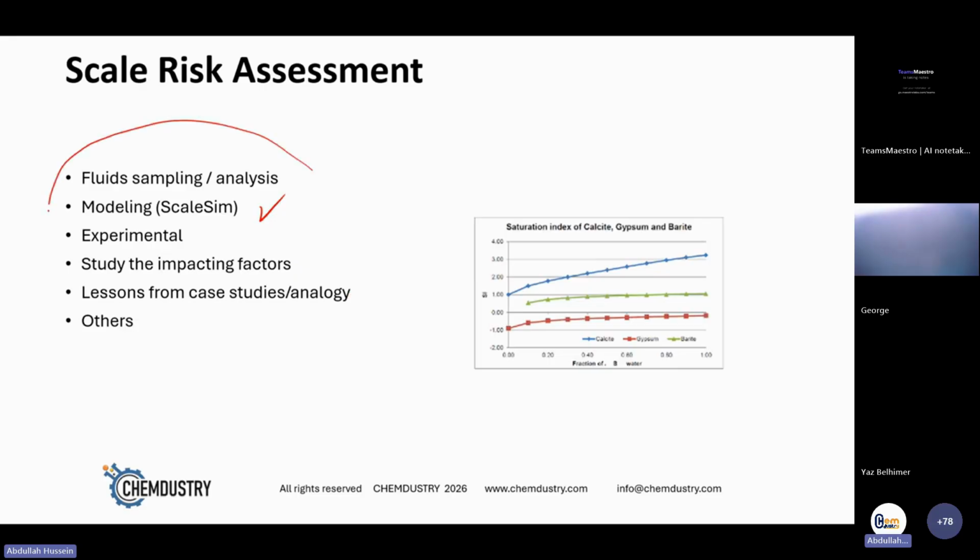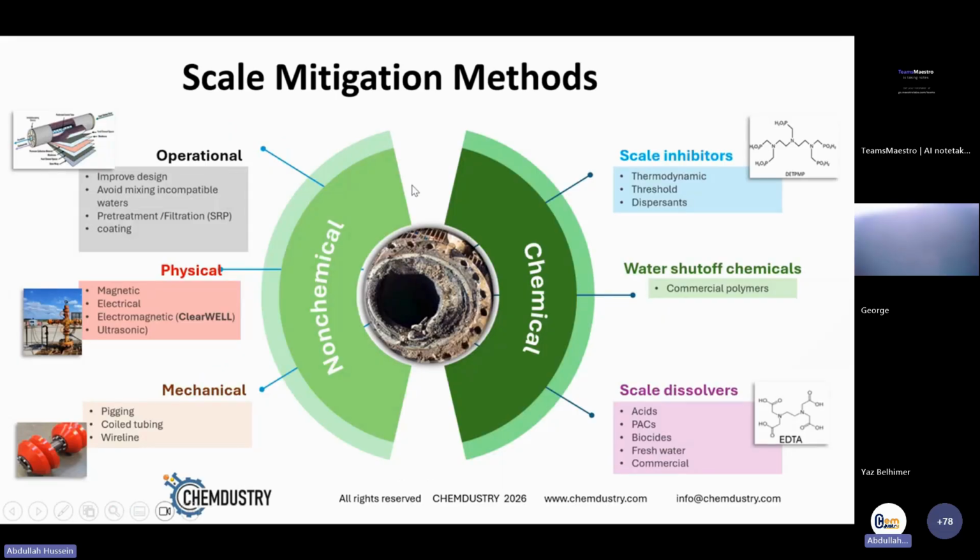So we take all of that, put it together in a risk matrix, and see how bad the problem is going to be. Based on that, we design the mitigation, either with chemical or non-chemical methods. The chemical methods, which are very common, include scale inhibitors, which can be injected continuously or batched into the system in the form of scale inhibitor squeeze jobs down into the reservoir. We can also use water shutoff chemicals to block the zones that are producing scale-forming water, or use scale dissolvers to dissolve the scale that already formed in the system.